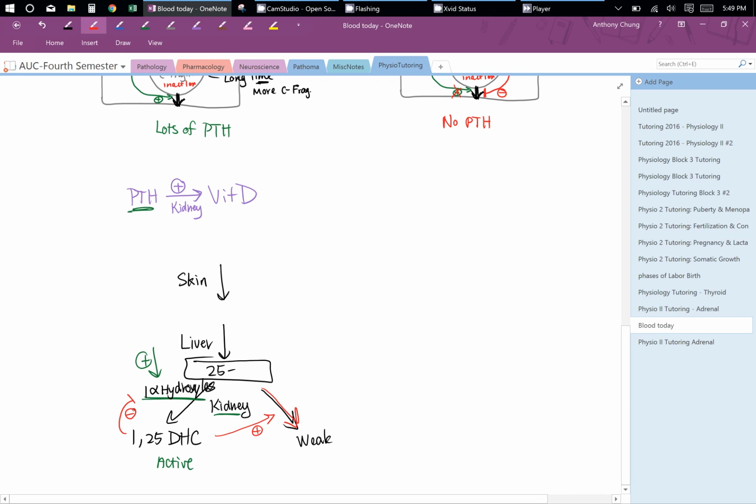But the importance with vitamin D is it can do one thing that PTH cannot do, which is increase the reabsorption of calcium from your GI.